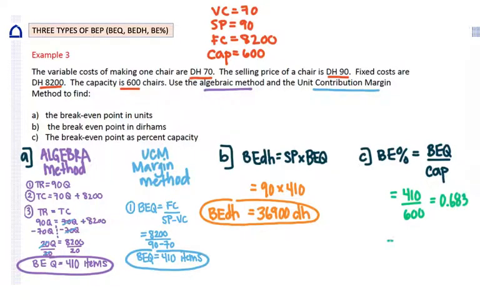0.683. You can multiply by 100 to get it to be a percent, and we get 68.3%. That means if I sell less than 68.3% of my stuff, then it's a loss. If I sell more than 68.3% of my stuff, then it is profit.